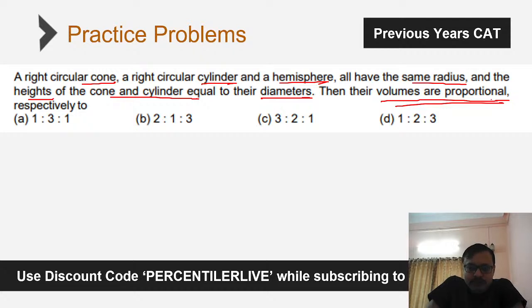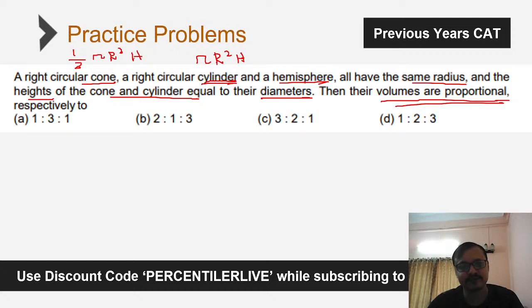So you need to find out the proportion of the volumes, given that the cone, cylinder, and hemisphere all have their radius and heights given. The ratio of the radius and heights are given. So how do you find out the volumes? This is where, again, the easiest way is, we know that the formula for a cylinder is nothing but pi r square h. The formula for a circular cone is 1/3 pi r square h.